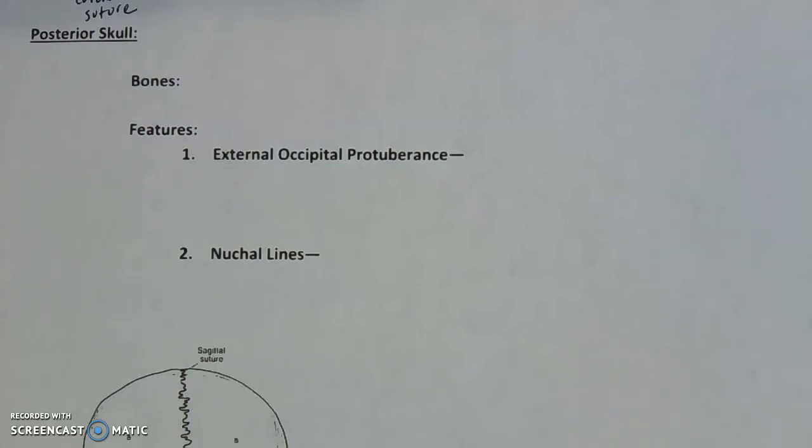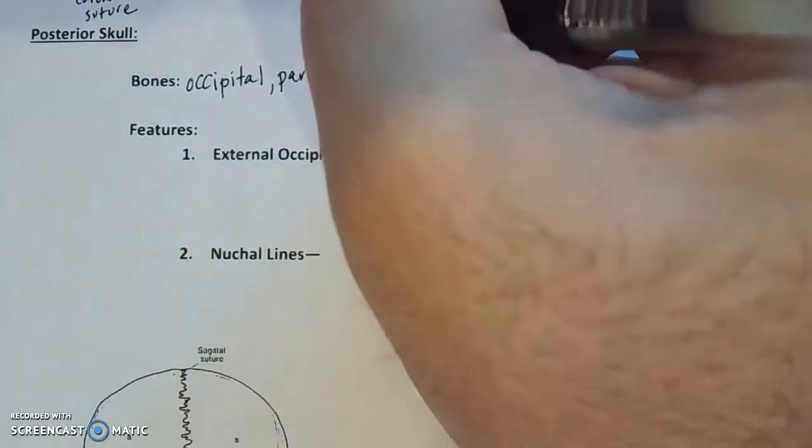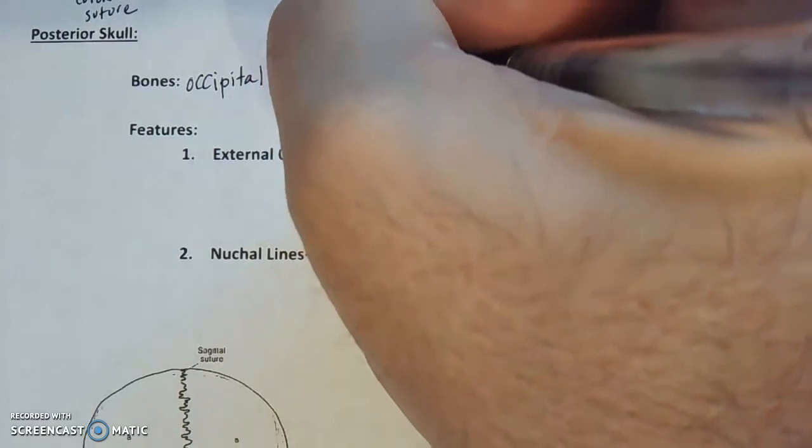This is video 4 for the skeletal system, chapter 7 and 8 for anatomy and physiology. In this video, we're going to take a look at the posterior skull. So the bones of the posterior skull are the occipital, the parietals, and the temporals.